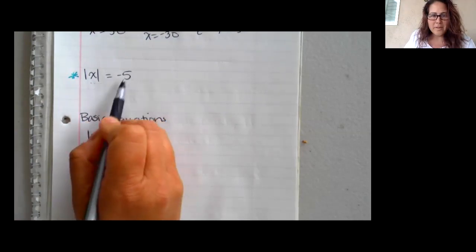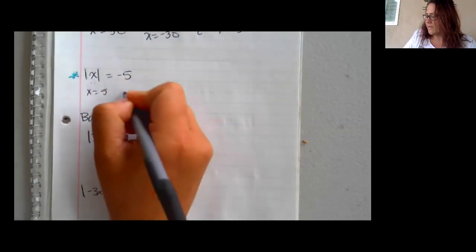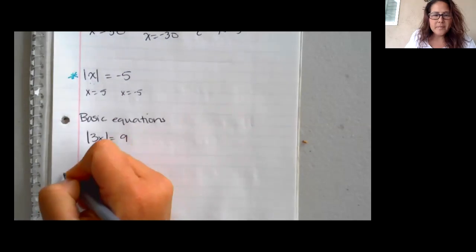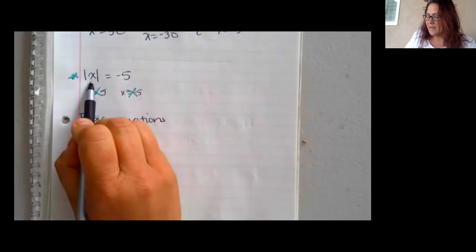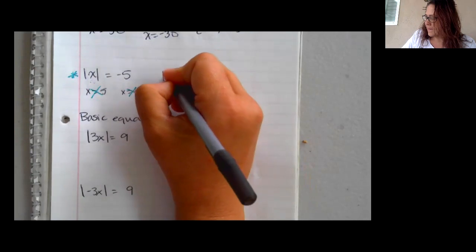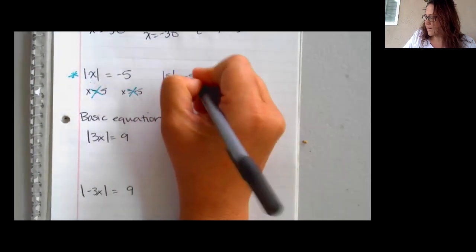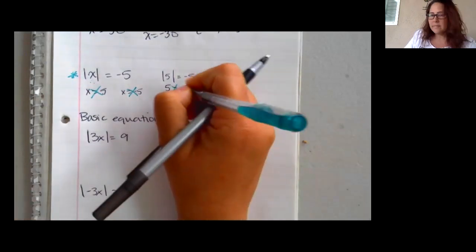So careful with this, right? Because I know a lot of you guys are going to go x equals 5, x equals -5. Okay, that doesn't work. Cross those out, because the absolute value of something can't be negative. If I plug that in there, I have the absolute value of 5 equals -5. 5 equals -5. No, it does not.